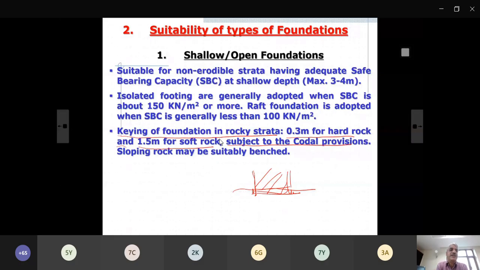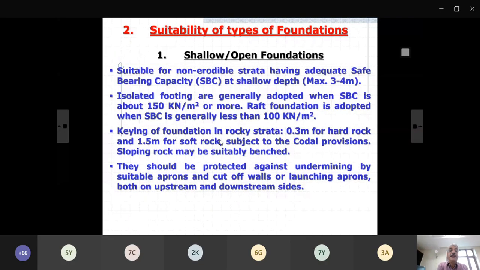Various codes also define various things. We will see what our code says. And wherever you have sloping rock, let us say this is your sloping rock, you normally do benching in this and then put your foundation. Or if your foundation is large in size, then in rock you do benching like this and then put your foundation also like this. So it must be suitably keyed into the rock, whatever is below.